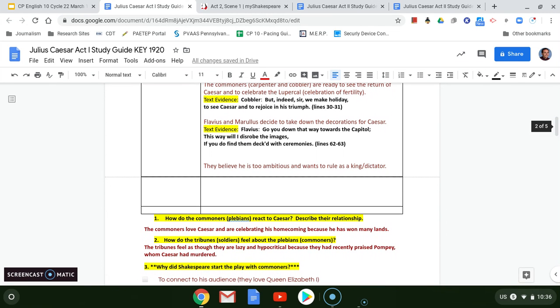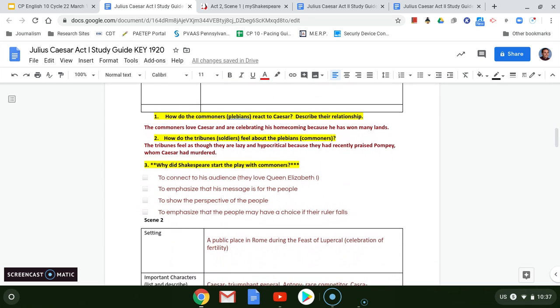The soldiers decide to take down the decorations for Caesar, and this proves to be not such a good idea. They're showing that they are against Caesar. So Flavius tells Marulus, go you down the way towards the Capitol. This way will I disrobe the images if you do find them decked with ceremony. So they're taking away the decorations, images of Caesar, disrobing them, taking away the fanfare, the bunting, whatever they would have used to celebrate Caesar's homecoming. So they believe he's too ambitious and that he wants to rule as a king or a dictator.